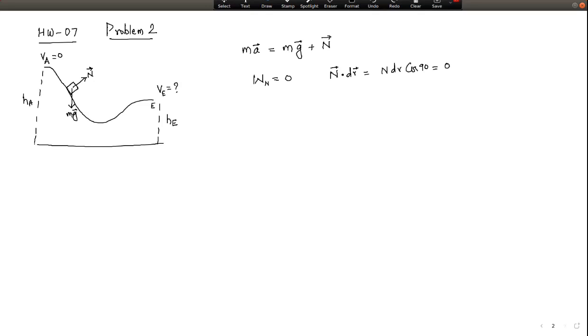If that is the case, then the only force remaining is the gravitational force, which we know is a conservative force in the sense that it does not depend on the path along which the mass moves. And in that case, the mechanical energy is conserved. That means the kinetic energy plus the potential energy due to gravity at point A remains the same, which means to say that it is the same quantity even if you were to calculate at point E.